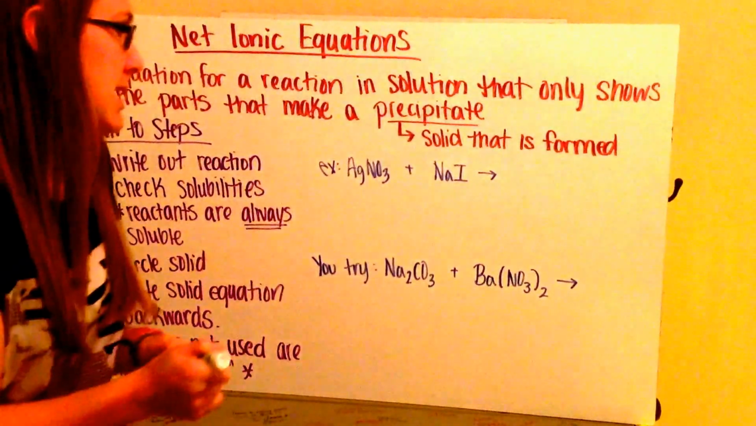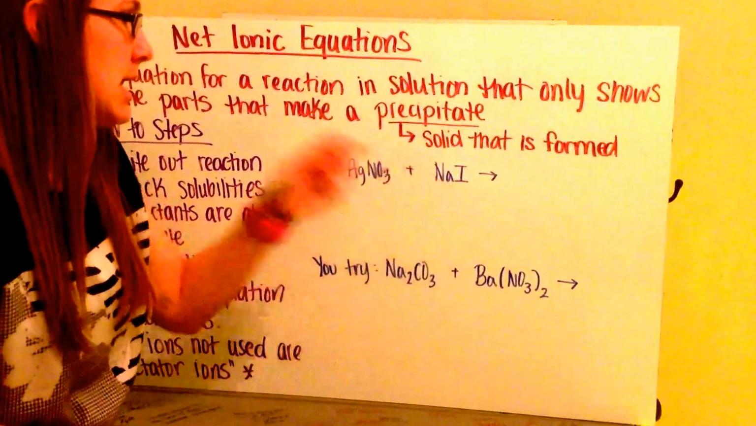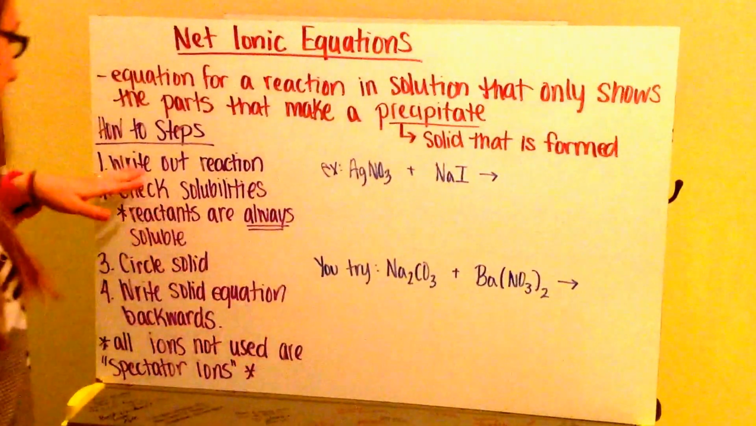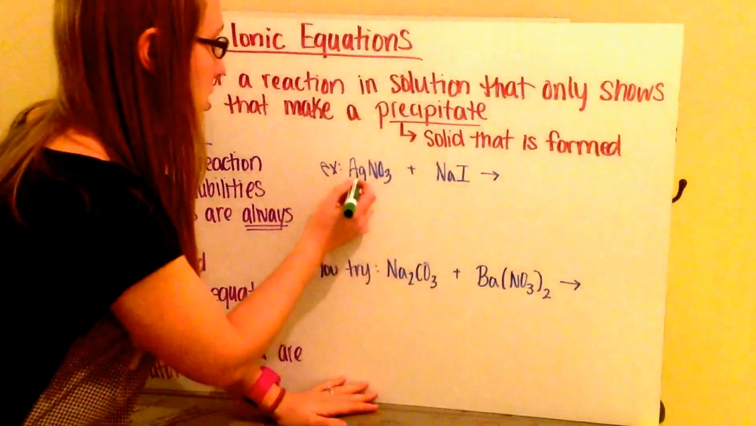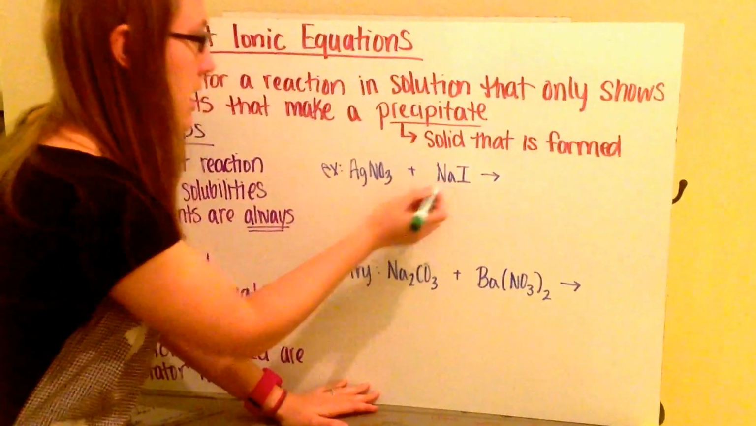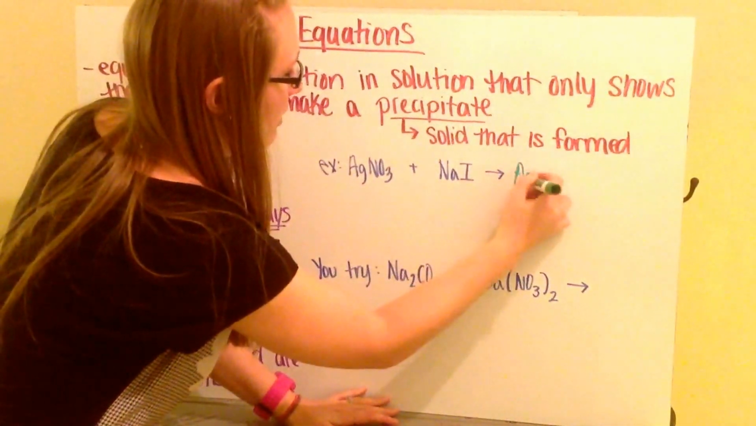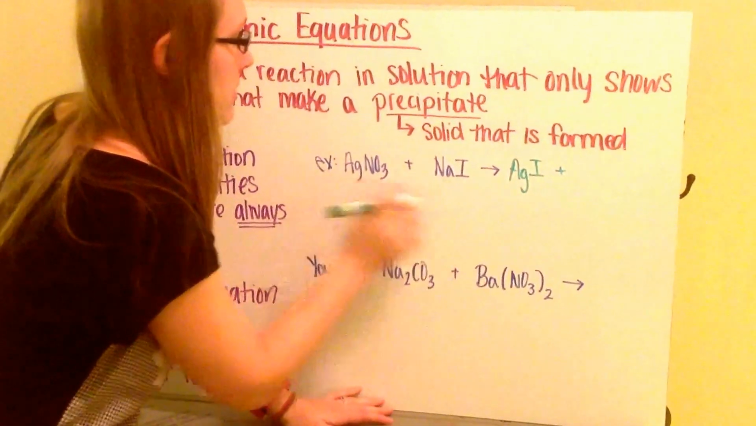So let's go through an example. I have silver nitrate and sodium iodide. I need to then finish my reaction. Step 1, write out reaction. This is a double replacement reaction, so my silver and my sodium are going to switch places. So I then have silver iodide plus sodium nitrate.